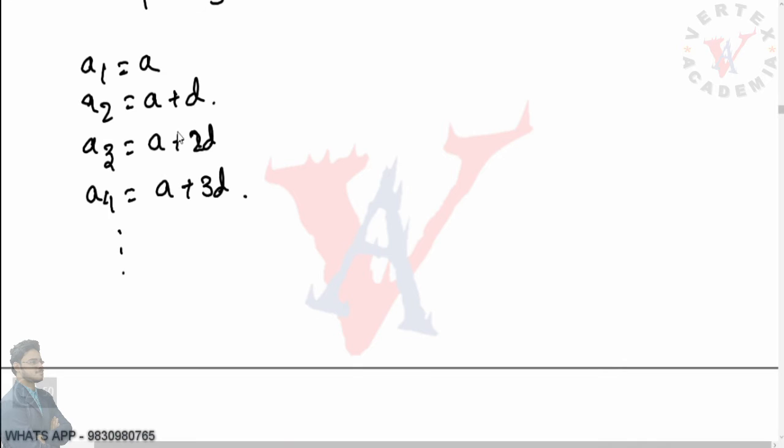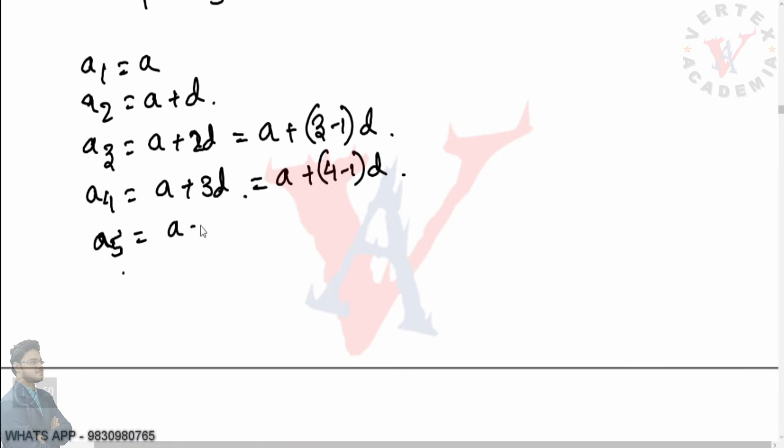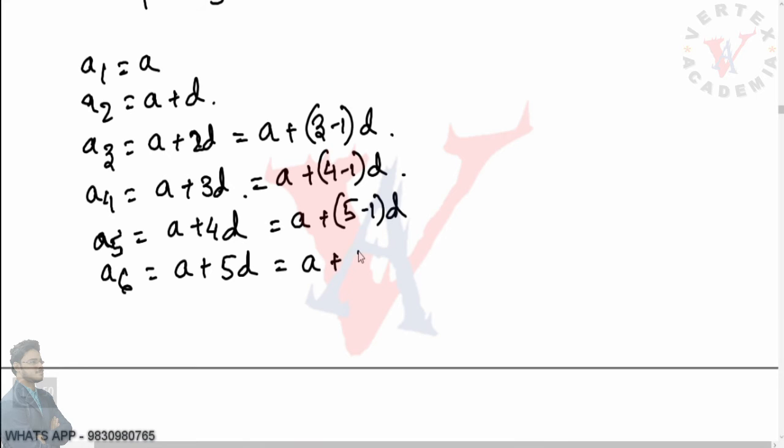And I can write this as, for example, A3 as A plus 3 minus 1 times D. We can write 2 as 3 minus 1, right? So for A4 we can write A plus 4 minus 1 into D. Writing more terms, A5 equals A plus 4D, that is A plus 5 minus 1 into D. A6 equals A plus 5D, which is A plus 6 minus 1 times D.